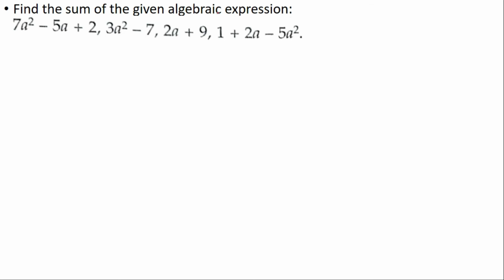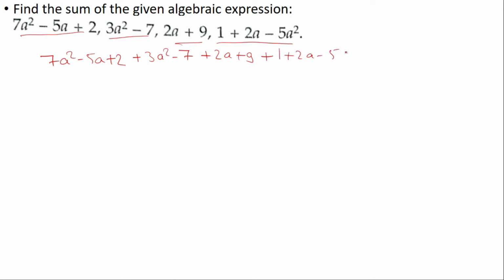Find the sum of the given algebraic expression. Here also there are 4 algebraic expressions. So how will we write? 7a square minus 5a plus 2 plus 3a square minus 7 plus 2a plus 9 plus 1 plus 2a minus 5a square.